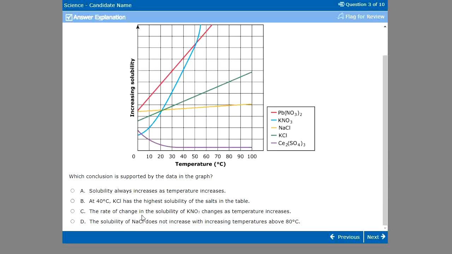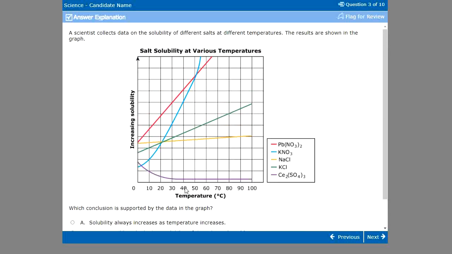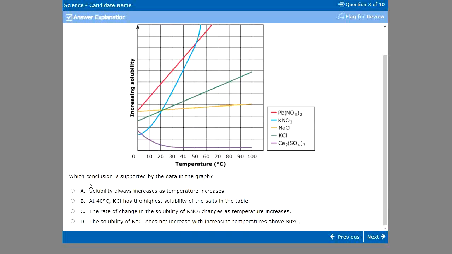At 40 degrees Celsius, KCl, potassium chloride, has the highest solubility of the salts in the table. We can check that at 40 degrees Celsius. Which one has the highest solubility? The red line, and that is lead nitrate, Pb(NO3)2. So it's not KCl. KCl is the green line, definitely not at 40 degrees Celsius, highest solubility.